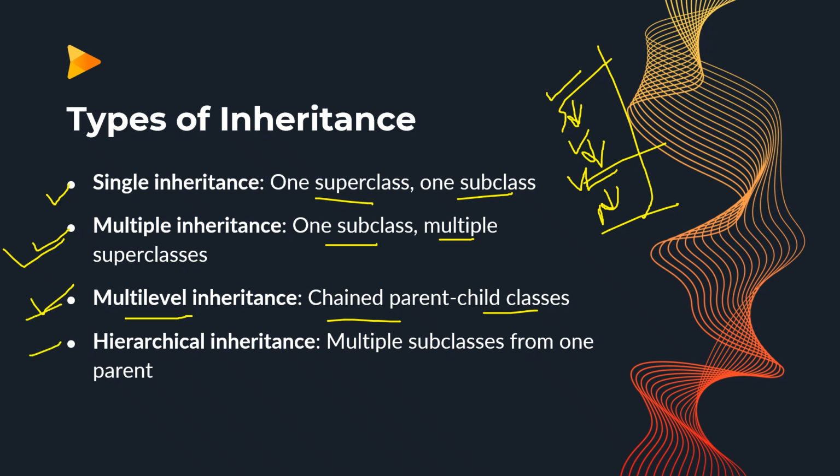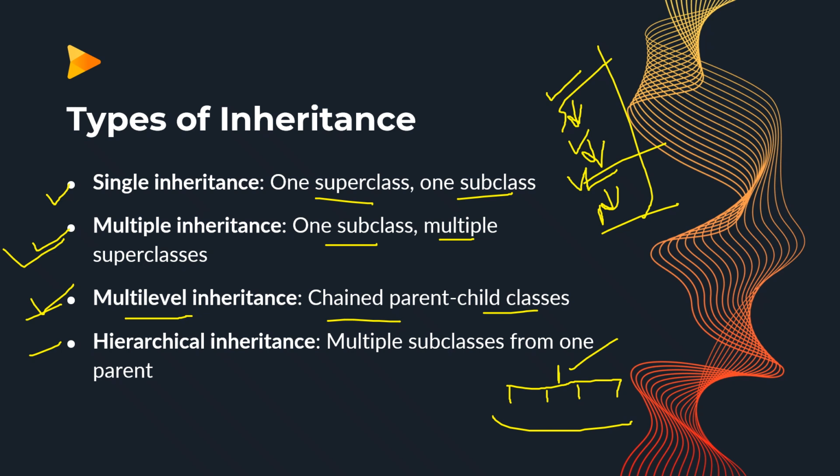Now there is hierarchical inheritance. It will be implemented by using one superclass, meaning there will be one parent and multiple children. This can happen in the real world also, and it is allowed in Java. So there will be one parent and many children. So this is hierarchical inheritance. Okay, but multiple inheritance is not allowed in Java.